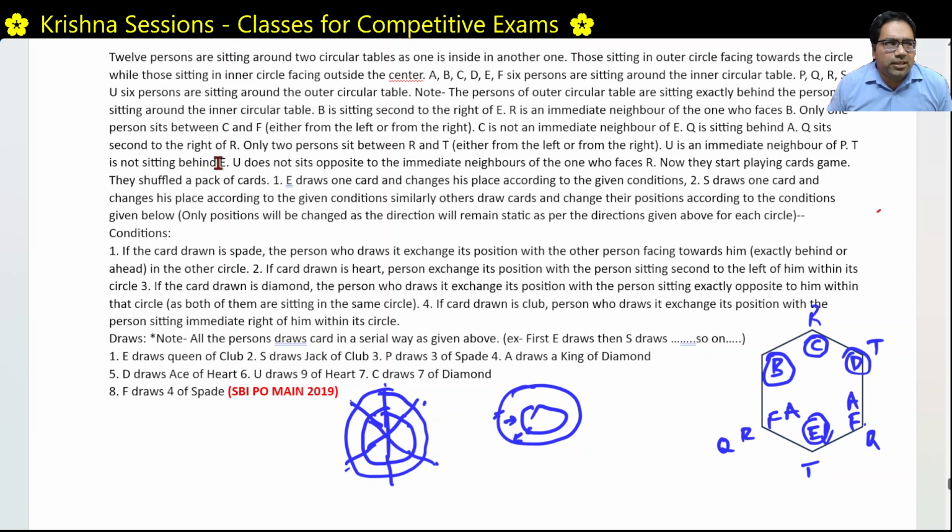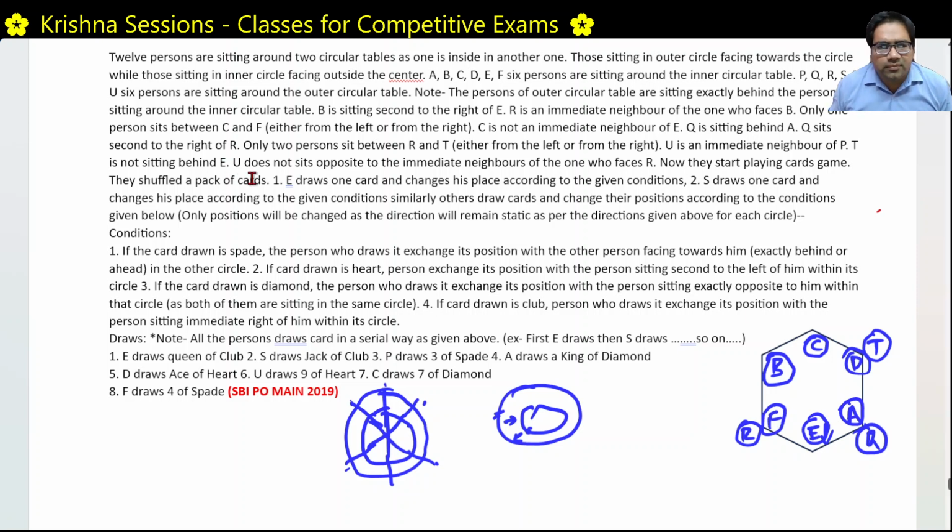T is not sitting behind E. That means this T is gone. If this T is gone, this R is also gone. Then there is only one option for T. So this is T. If this is T, this is R. If this is R, then this is Q. If this is Q, then this is A.